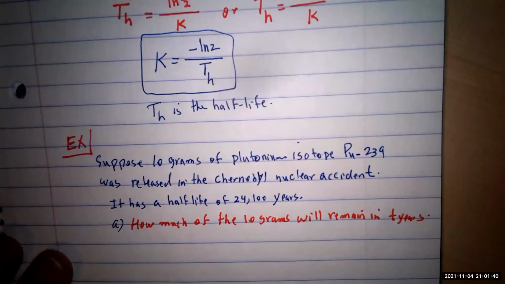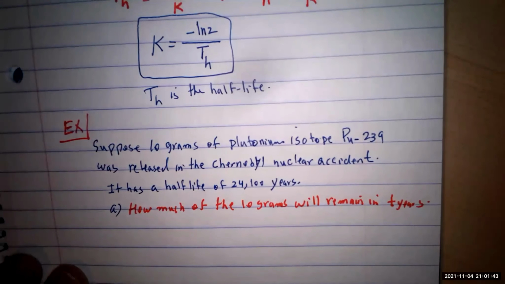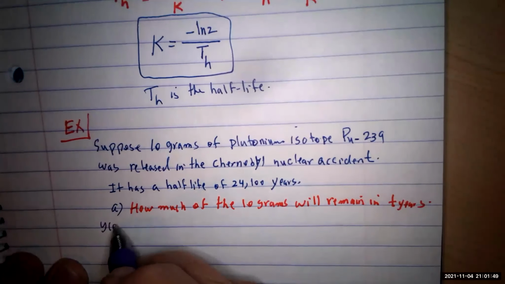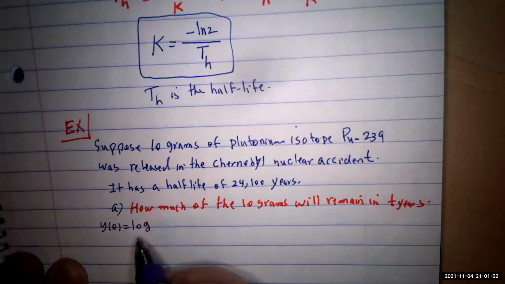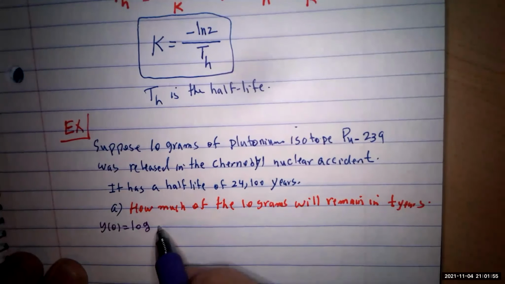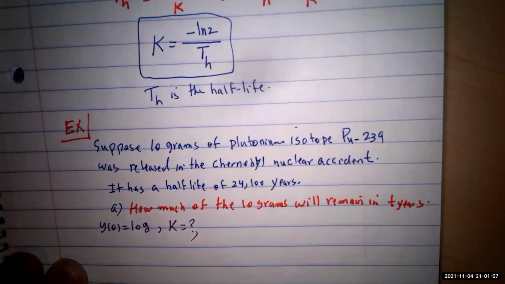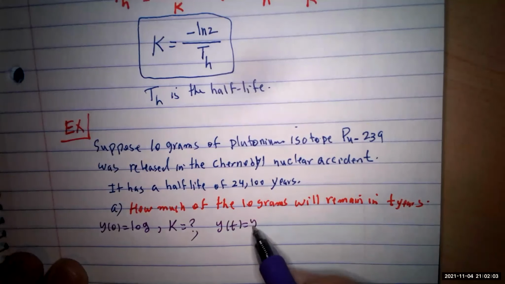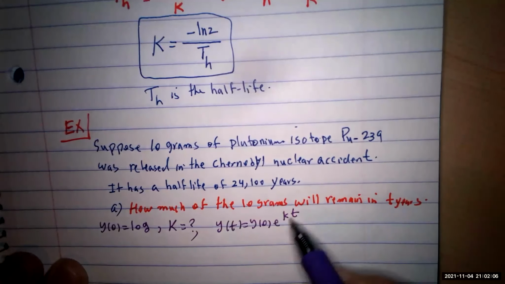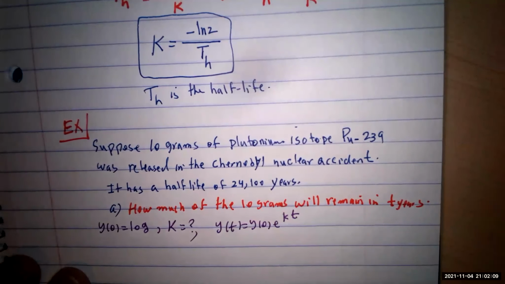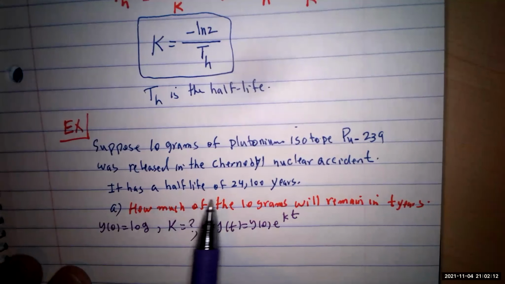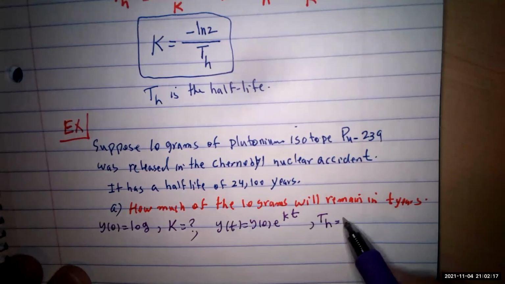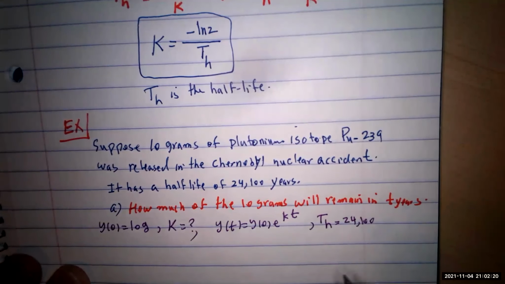Okay, like the previous problem, we need the model first. You see the initial value that you start with is 10 grams. You have to find the K first, because your formula, you know the formula, is y of t equals y of 0 times e to the kt. So you need to find the K. In order to get the K, we use the half-life in this problem right away. The half-life given to you is 24,100 years.